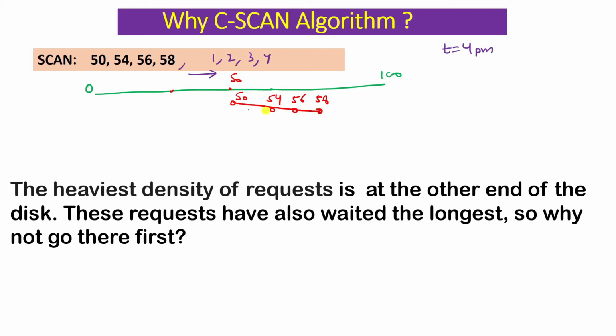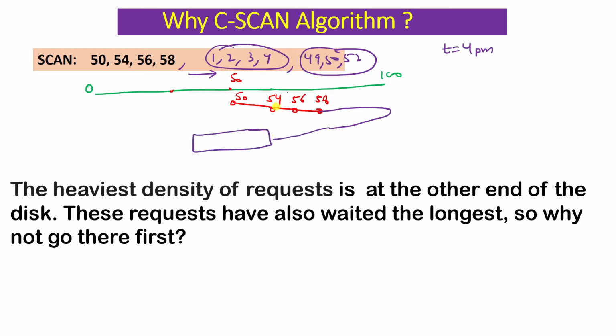So basically they will be waiting, because we will change the direction of the head. Then when we come here, only then will we complete them. So these are waiting. And let's say some other requests like 49, 50, 52 also came at t equal to 4 p.m. So basically we will go here, and then we will come in this direction. When we come here, these requests which are in the middle will be fulfilled.